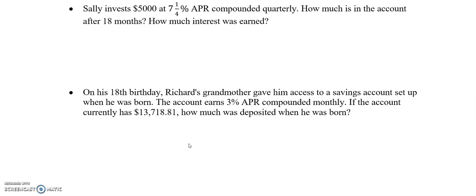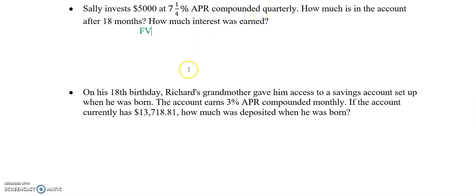So let's start with Sally invests $5,000 at 7.25% APR compounded quarterly. How much is in the account after 18 months, and how much interest was earned? Well, in order to do this, we notice that we have compounded, right? So that tells us we're working with a compound interest problem.